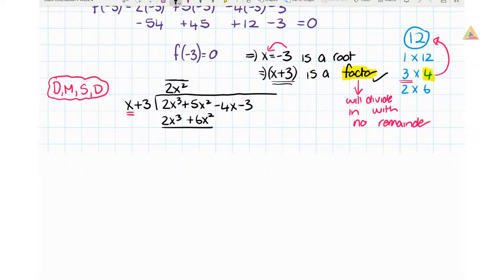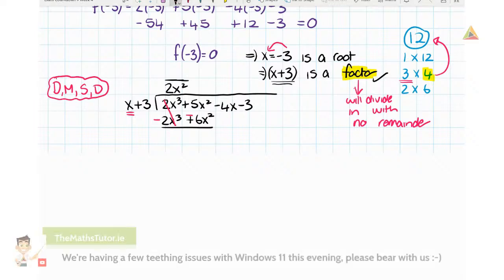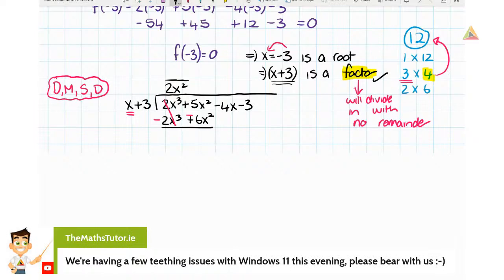We're going to subtract. I'm just going to change the color of my pen so I know that it's a change I'm making to the question. That becomes a minus and that becomes a minus. And when we do that, these should always cancel each other out. Okay, plus 5x squared minus 6x squared.